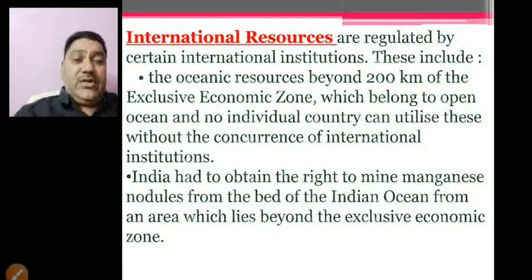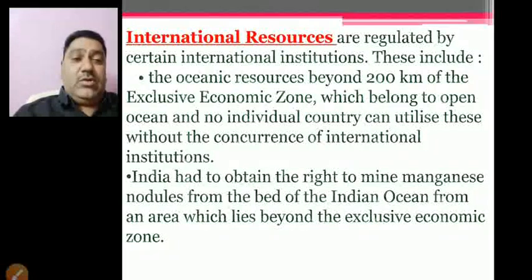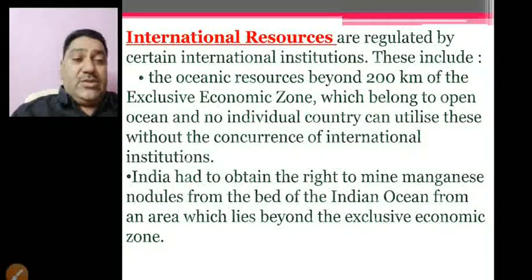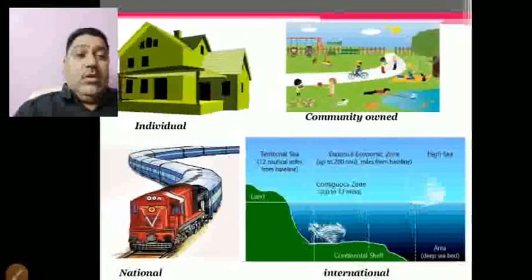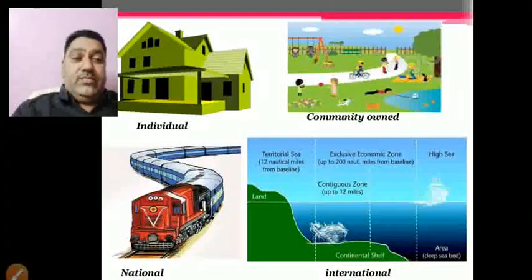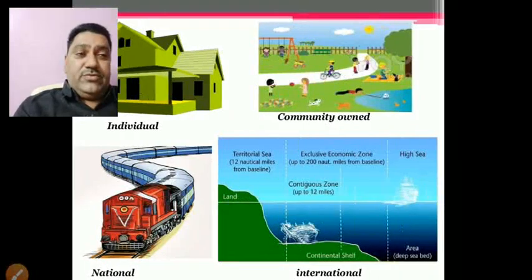And no individual country can use these resources without concurrence, that is permission of international institutions. For example, India has obtained the right to mine manganese nodules from the bed of Indian Ocean, which is beyond our exclusive economic zone. So these are examples of resources on the basis of ownership.